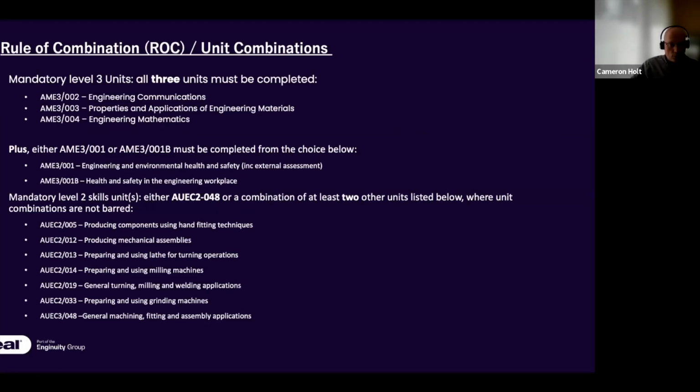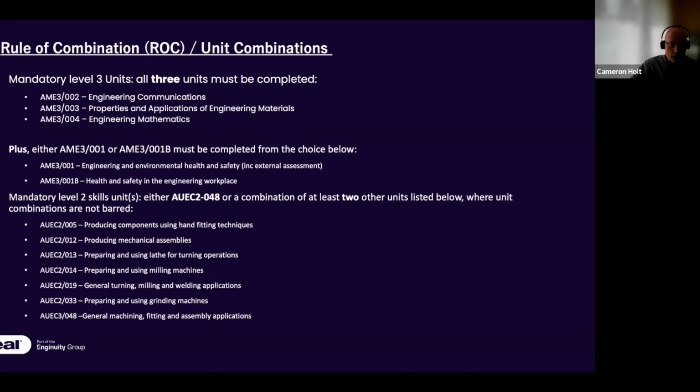And then we get to the rule of combination. What you should recognise is that if you've been delivering the diploma in machining previously and the advanced manufacturing engineering level 3 development knowledge qualification, then you should recognise these units, because these units are within those qualifications. So engineering communications, properties and applications of engineering materials, and engineering mathematics are all within both of those qualifications. And then what we've done is we've given an option. So when you look to register learners onto this qualification, you've got 2 pathways on the online services, A and B, and you've got options there of the health and safety unit.